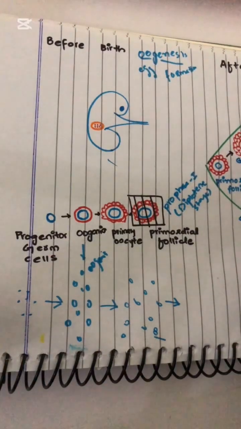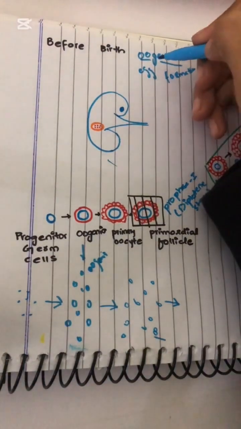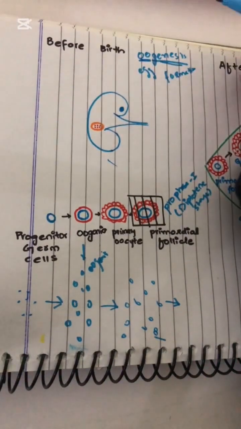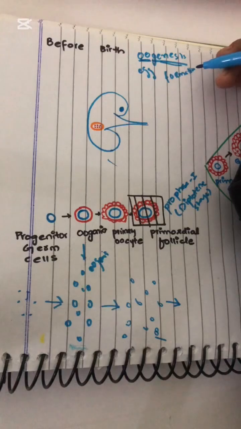Bismillahirrahmanirrahim. Today we will talk about oogenesis. The word oogenesis is derived from a Greek word, where oo means egg and genesis means formation. So oogenesis means egg formation. So when does it happen?